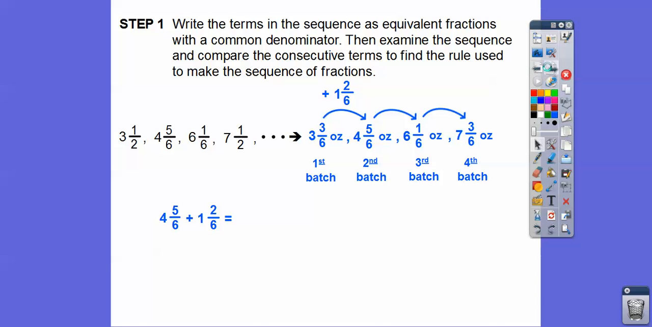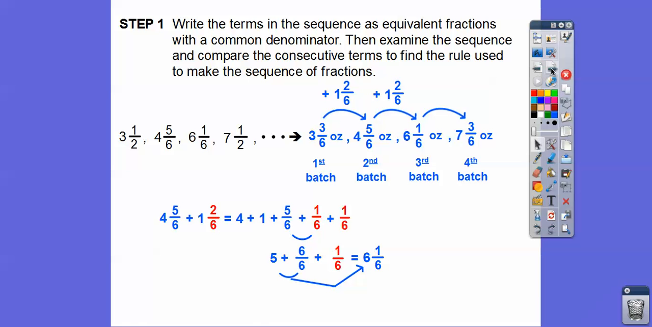Check out this trick right here. See this red 2/6? Here's 1/6, here's 2/6. What we're going to do is combine this 5/6 plus this 1/6. Here are the whole numbers, 4 plus 1. The 2/6 is 1/6 plus 1/6. If we combine the 5/6 and the 1/6, that gives us 6/6, which is just 1. So this is 1 plus 4 and 1. Here's 5, 5 plus 1 is 6, plus 1/6 is 6 1/6. So we did add 1 and 2/6 to get that.